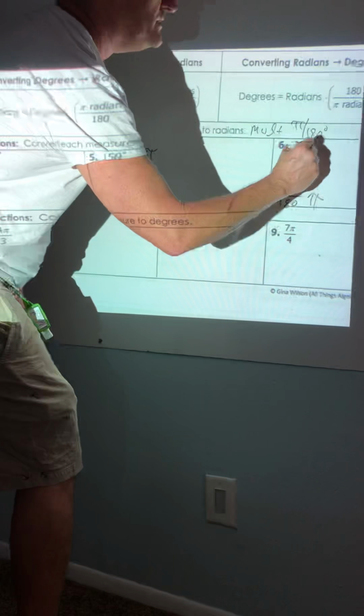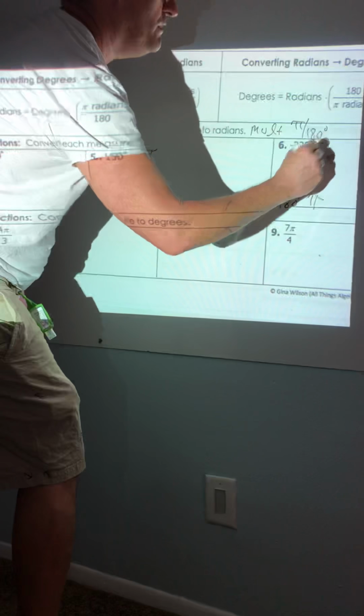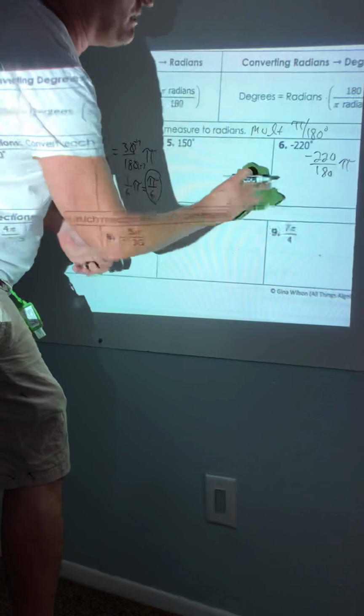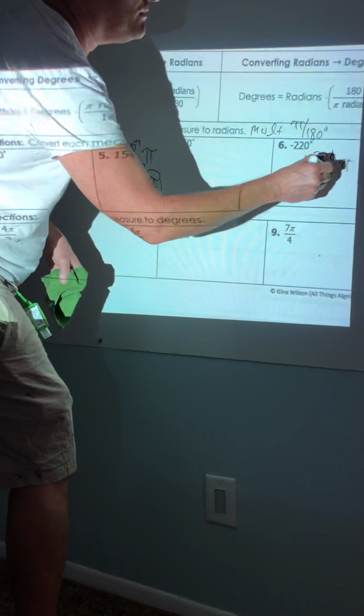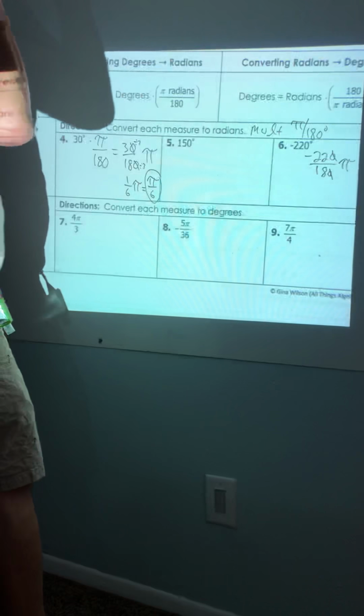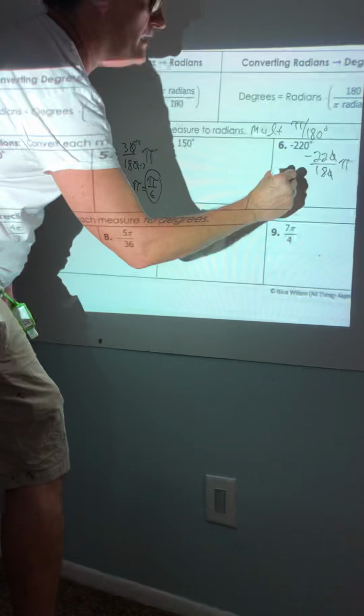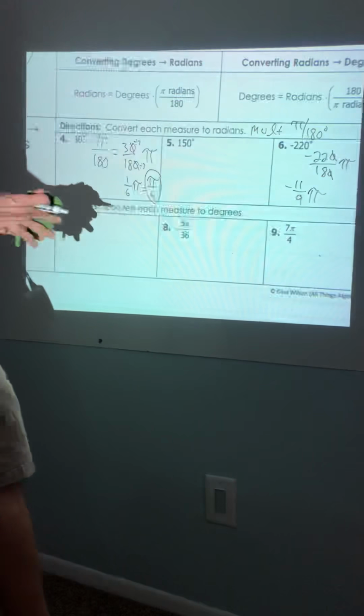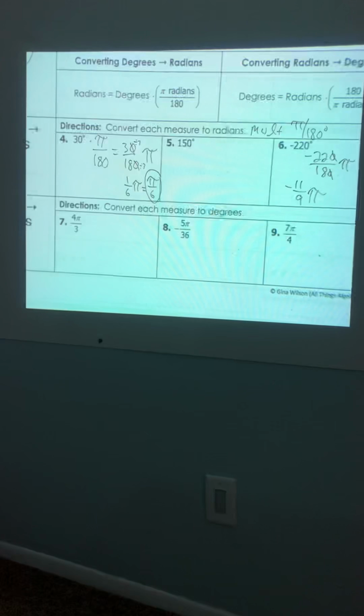Just take the degrees, negative 220 over 180, and put the pi in the back. All right, then you're going to drop them zeros. They're both even, so you're going to divide by 2, and you're going to get negative 11 ninths pi. Okay, so that is given the angle in degrees, changing into radians. All right, we got one more section here.